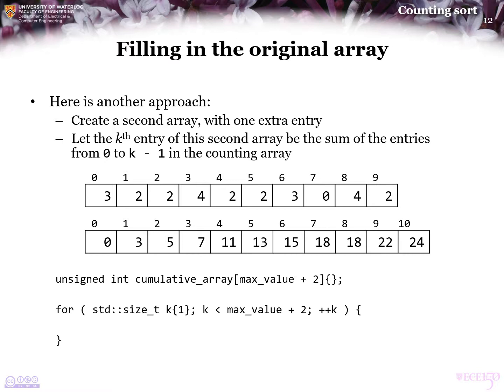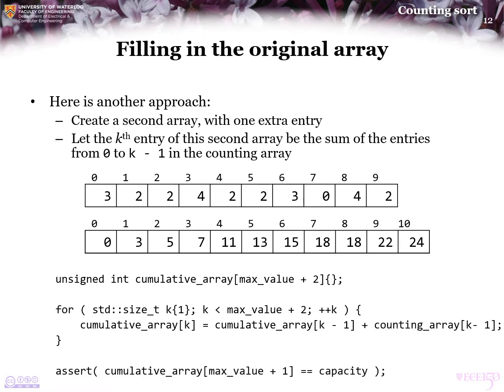So rather than counting up all the previous entries, all we do is we take the previous value in the cumulative array and add the corresponding entry of the counting array. Well, that's a little bit easier. Also, having finished this loop, let's just check to make sure that that last entry in the cumulative array is equal to the capacity of the original array.